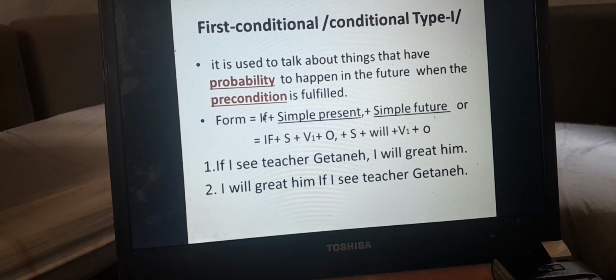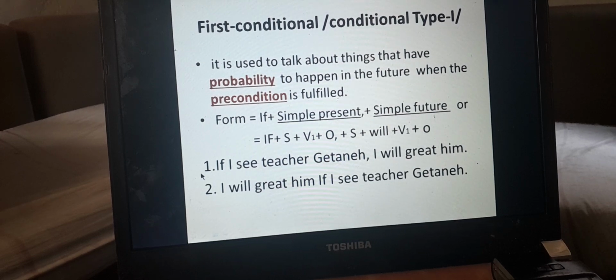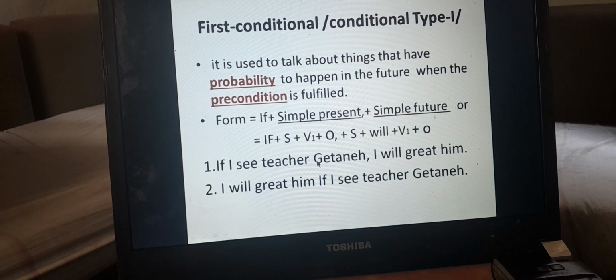So the form is if plus simple present, comma, plus simple future, or if plus subject plus verb 1 plus object, comma, plus subject will plus verb 1 plus object. So let's take a look at the example. If I see teacher Girana, comma, I will greet him, full stop. And example 2, I will greet him if I see teacher Girana, full stop.